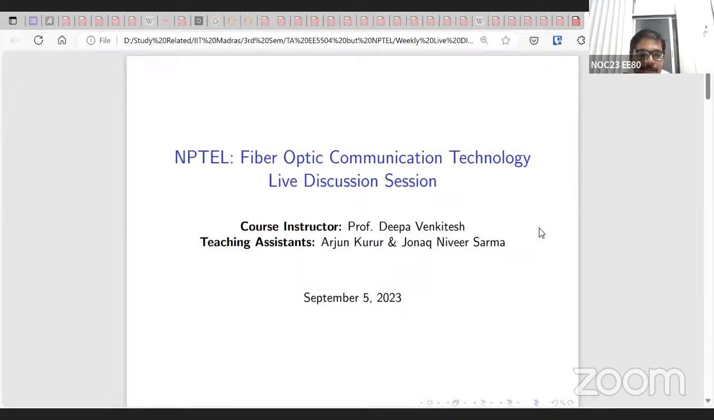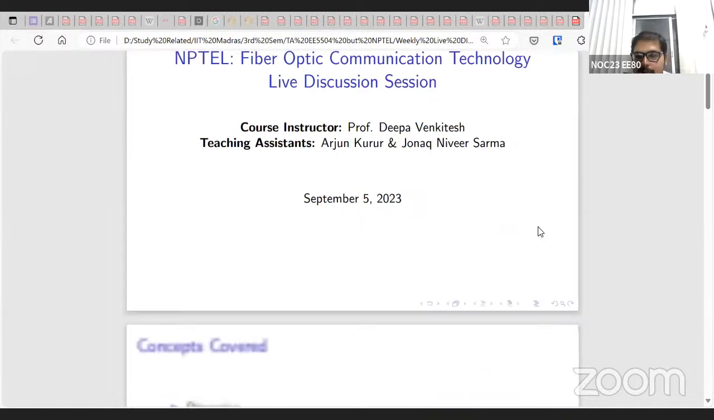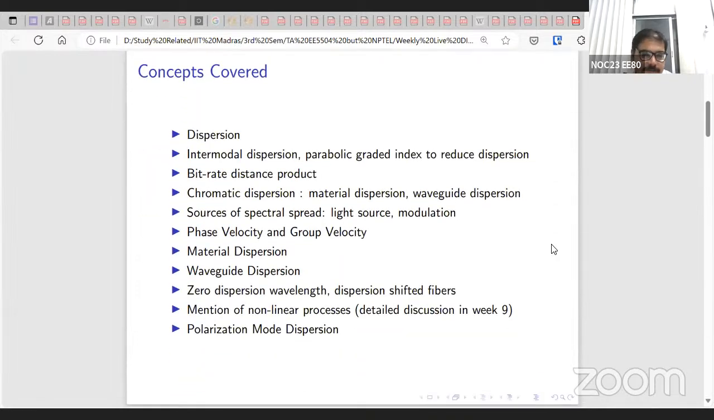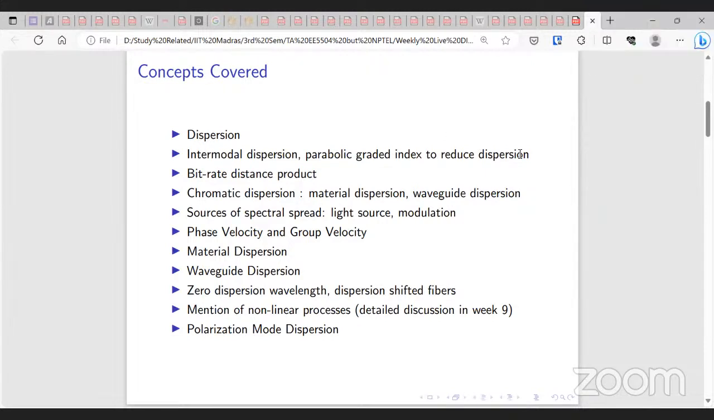So welcome everyone. Today we're discussing the week 6 content of the course. And this week is all about dispersion, one of the very important impairments that we have to be aware of while designing our systems. So this is a basic overview of the week's content.